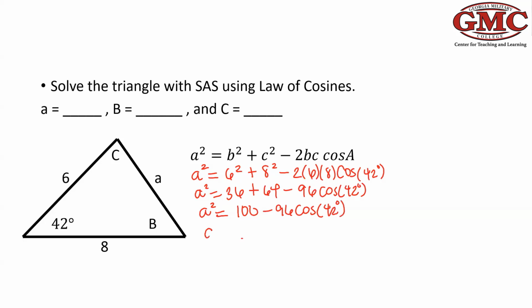When we put this into our calculators, we know that a squared is approximately 28.65. But remember, we're solving for a, so we have to take the square root on both sides to get a by itself. And we know that a is roughly 5.35. So now we know that side a is 5.35.